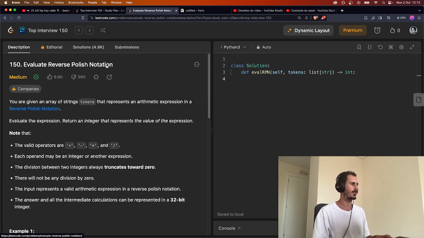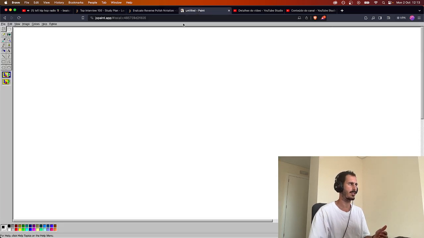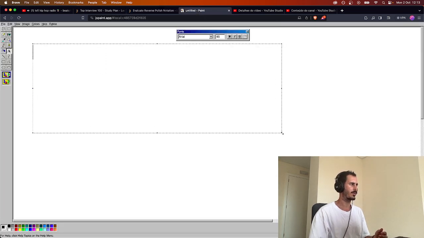Evaluate reverse Polish notation. So we're given a reverse Polish notation expression, and we want to output the number that it corresponds to, the value of the expression. So what is reverse Polish notation?